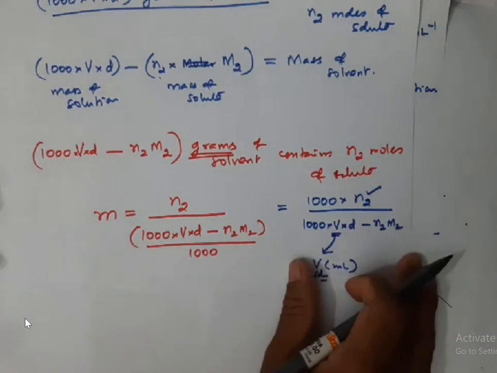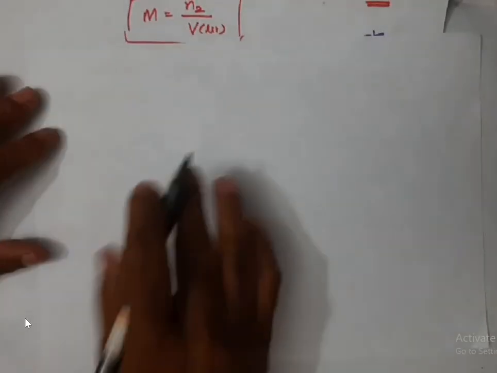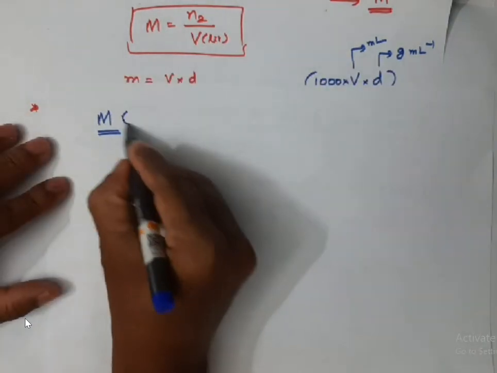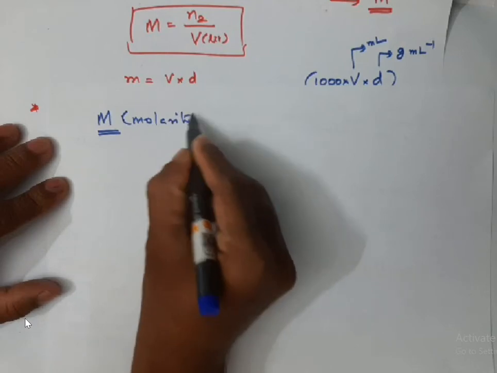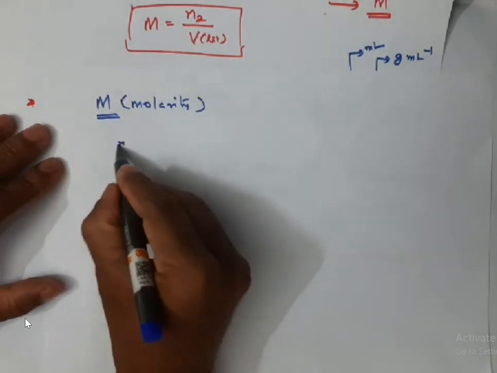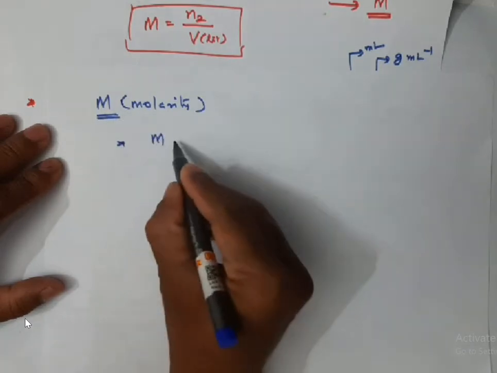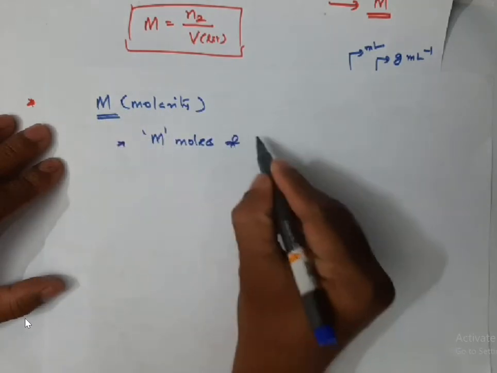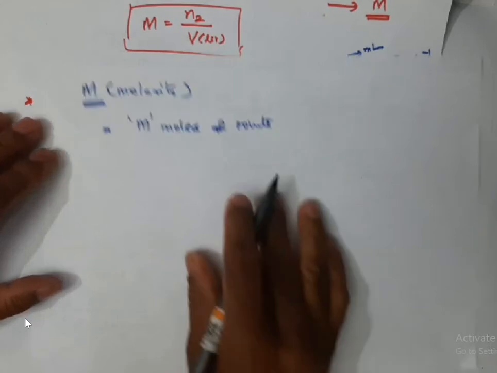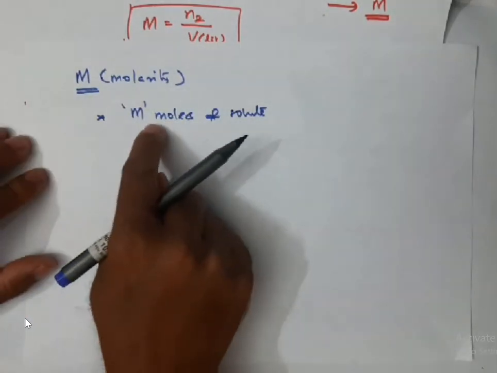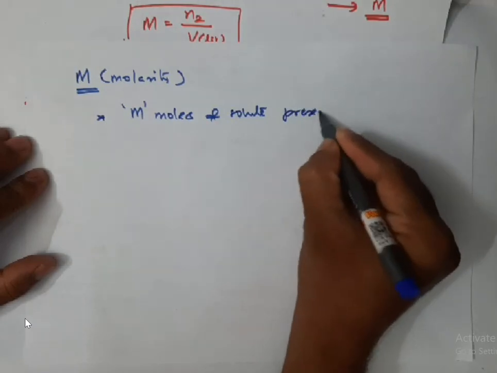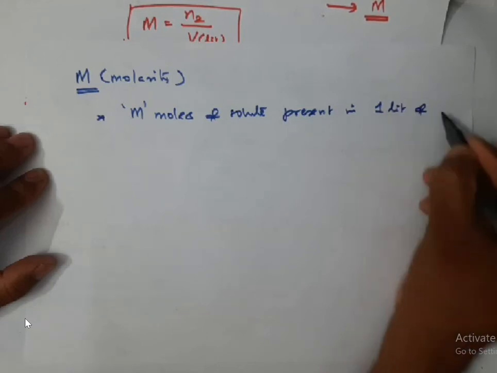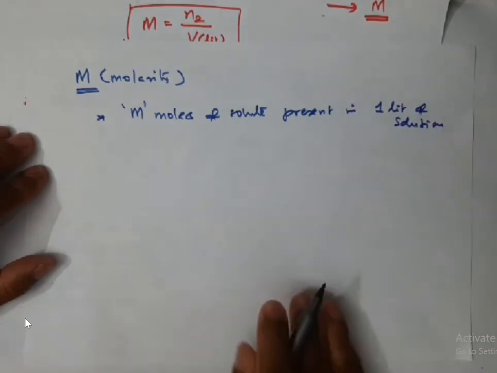These values N2 and V can be obtained from molarity, right? Or otherwise you can also write in this manner. Just I'll tell you, listen. M, what is molarity? M means molarity, you know, right? You can also write like this. This is a simple way of writing. If molarity is M, which means M moles of solute. Students, observe this carefully. If molarity is M, which means M moles of solute present in 1 liter of solution. You can write like this also.